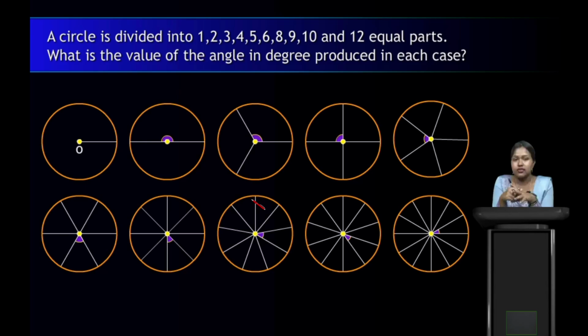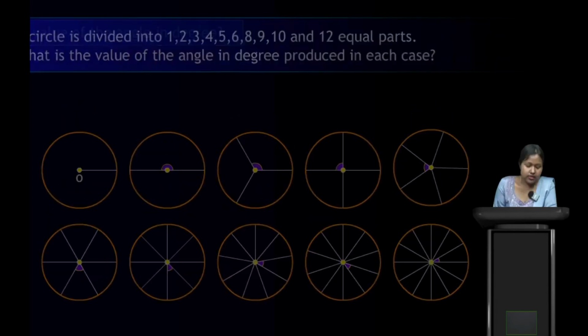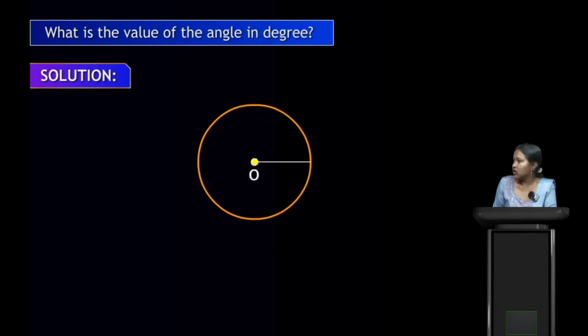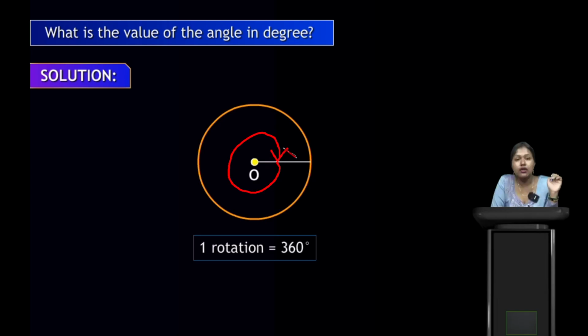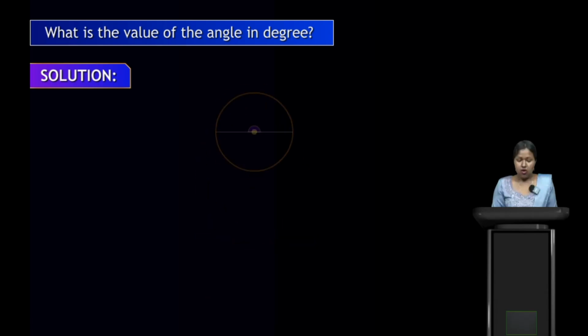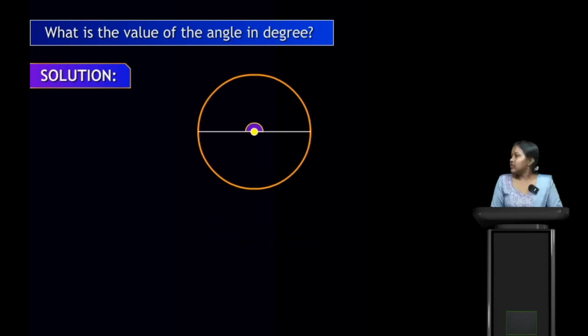Okay, now here see what is given. A circle is divided into 12 equal parts. What is the value of the angle in degree produced in each case? So let's see for the first one. It is a complete rotation. From here you are starting and going back again, and just now we saw with the clock how much is the complete rotation. It is 360 degree.